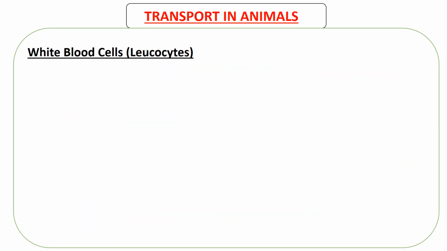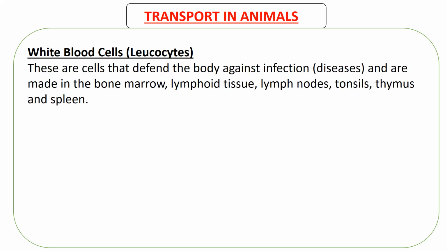Then we have white blood cells, which are also called leukocytes. So white blood cells, again, we've discussed, so I'll just highlight a few things you need to know. These are cells that defend the body against infection or diseases, and are made in the bone marrow also, but they are also made in what are called lymphoid tissue, also lymph nodes, tonsils, thymus, and the spleen. So most of these things you know in other topics that are coming, okay? But you can keep in mind that white blood cells are also made in the bone marrow and also the spleen.